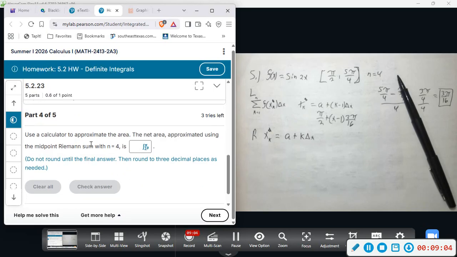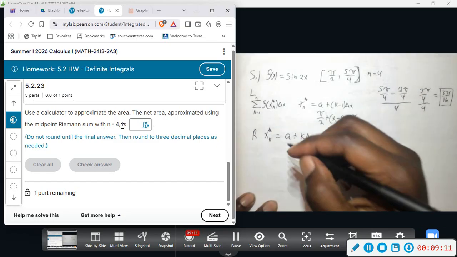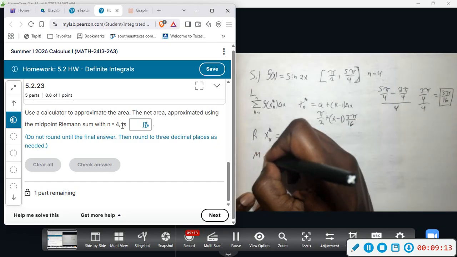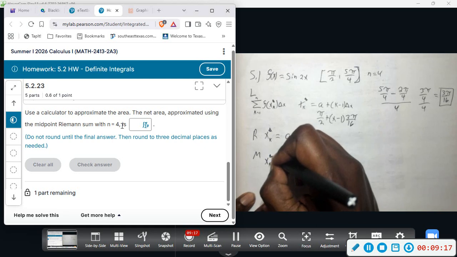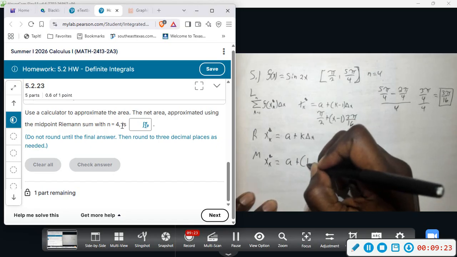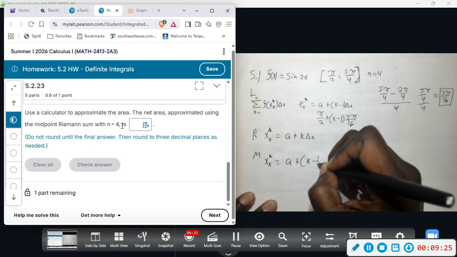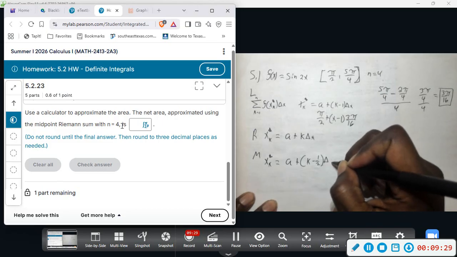All right. And then we're going to use the calculator to approximate the midpoint. So the midpoint formula, the midpoint changes the x value. The midpoint is a plus, and then it is k minus a half, and then times the change in x.